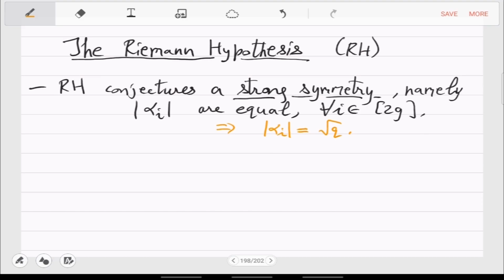This jump to strong symmetry is obviously inspired by Riemann's original hypothesis, where he jumped from functional symmetry to strong symmetry on the zeros, saying that all the zeros lie on the line with real part equal to half. So that is the half which is also appearing here. This half gives the same kind of picture.